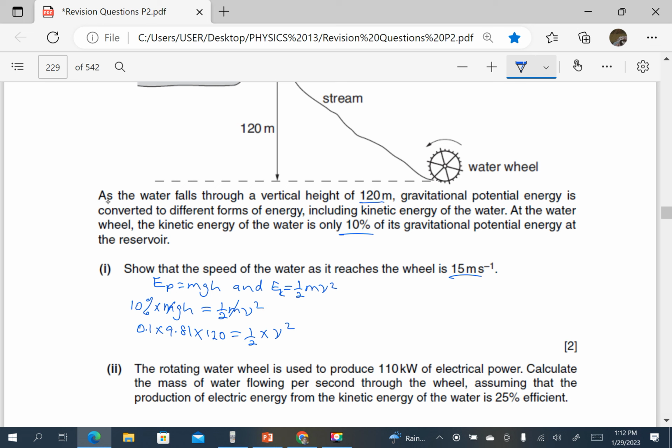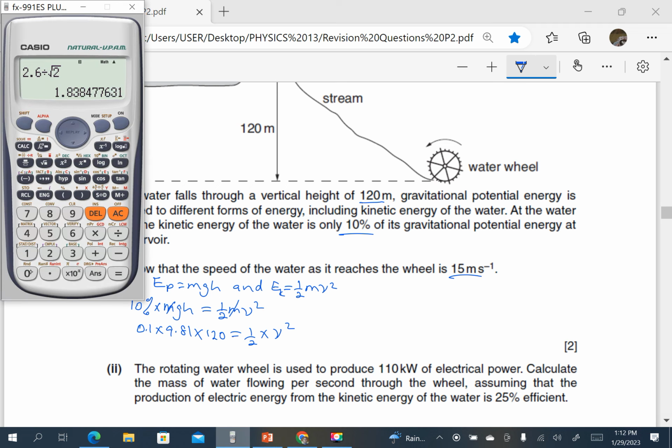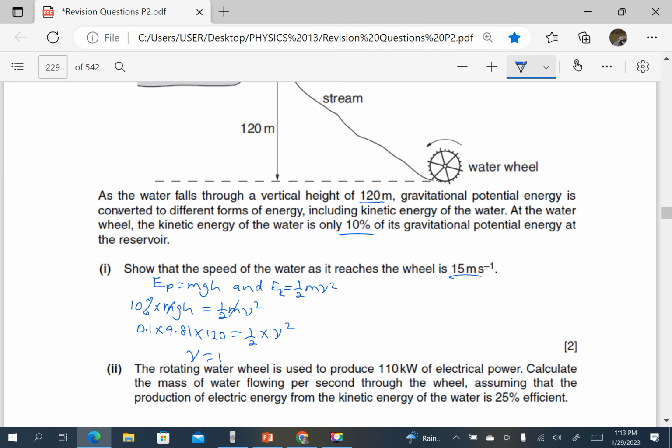So we can check this. 0.1 times 9.81 times 120, multiply this by 2, and we find the square root. That is 15.3. So v is 15.34, which is approximately 15.